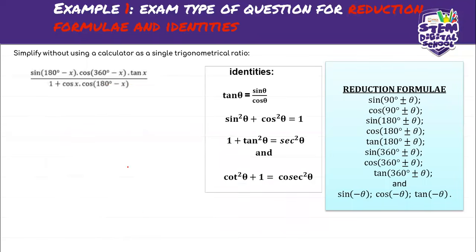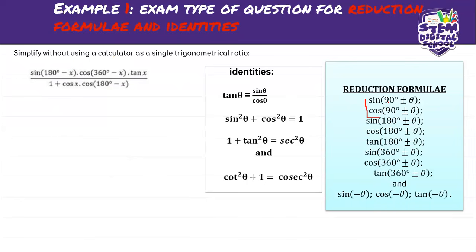All right, example 1, the exam type of question for reduction formula and identity. Now we will be focusing on what? Reduction formula and identities. So we are going to simplify using a reduction formula and identities. Now, before we can go and answer this question here, I just want us to come on this one. On the right hand side, we have this.